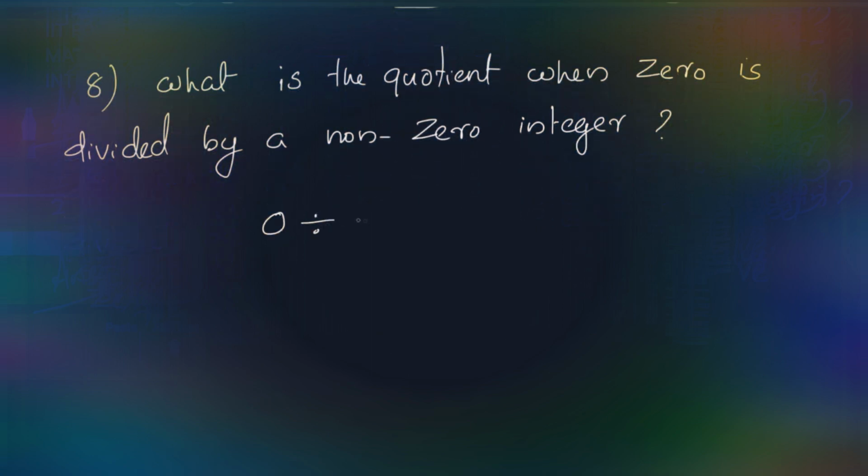0 divided by any integer, whatever may be its sign, negative or positive, the answer will be 0 itself. Any number a divided into 0 means from 0, how many times can we take a, that is its meaning. 9 divided by 3 means how many groups of 3 are there in 9. In the same way, how many groups of a are there in 0? In 0 there is nothing. So the answer is 0 itself.